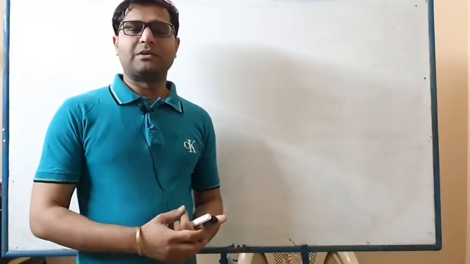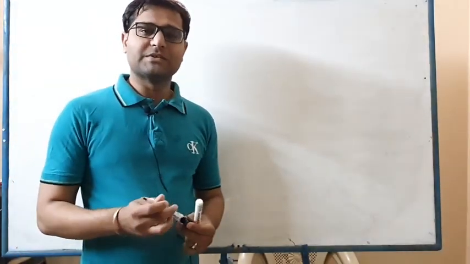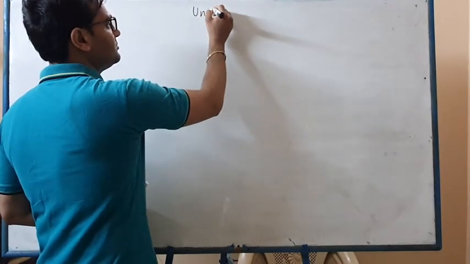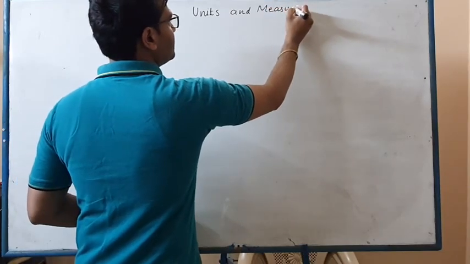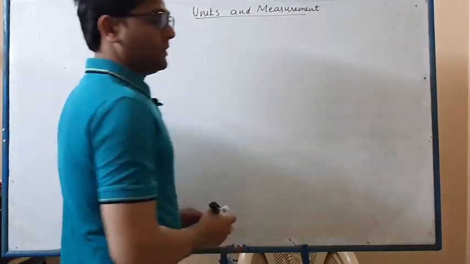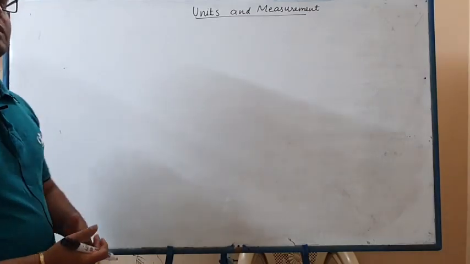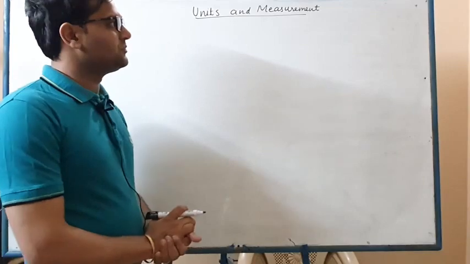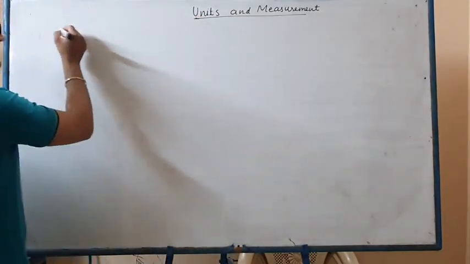Today we are going to start with our first chapter of 11th class physics, that is units and measurement. In this chapter we will discuss the types of units and their different standards. Let us start with physics.